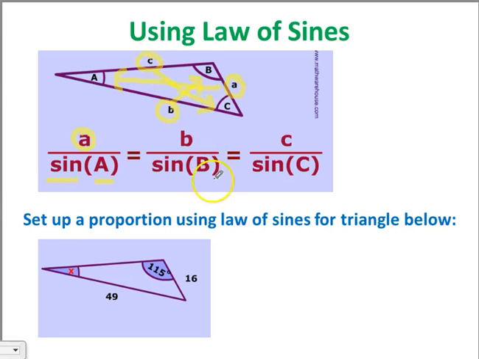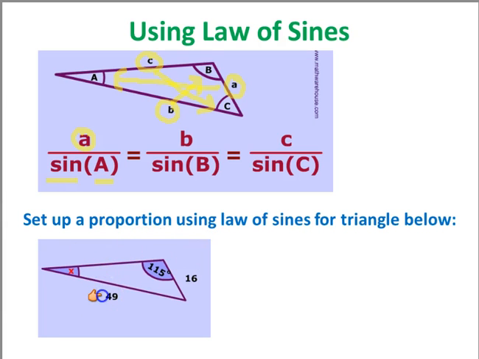You only need to use two. You're not going to have three equal signs. You're only going to use two ratios because of proportion, you only have one equal sign. So you can use any of these two together. You'll see what I mean in here. So let's look at an example.